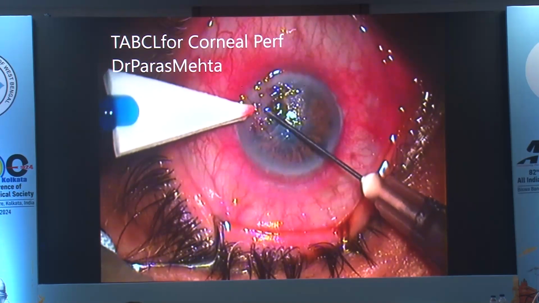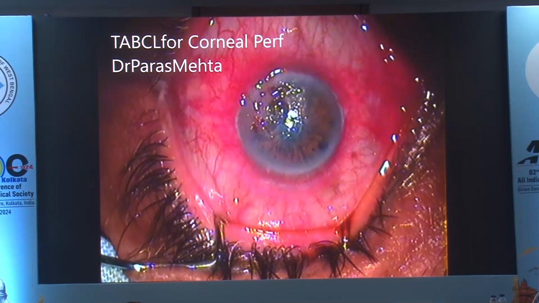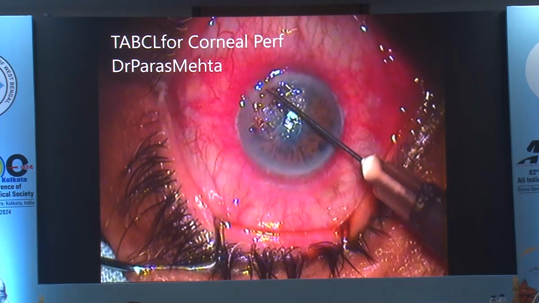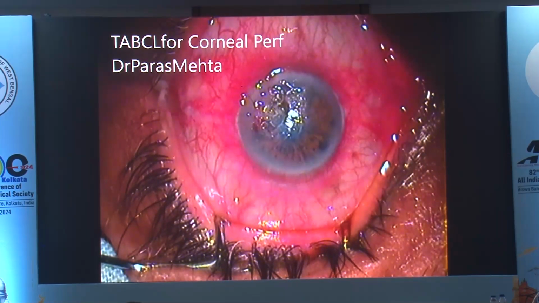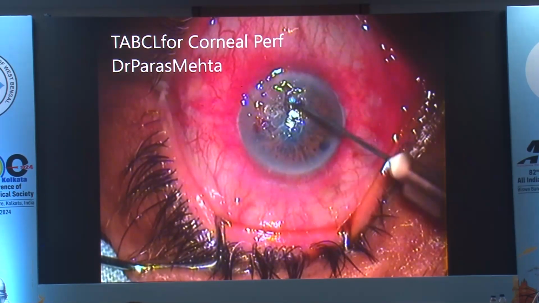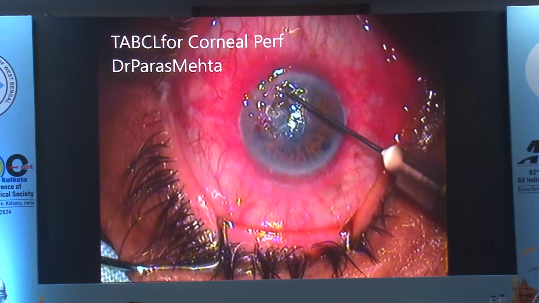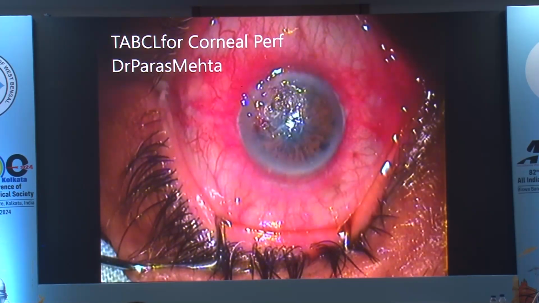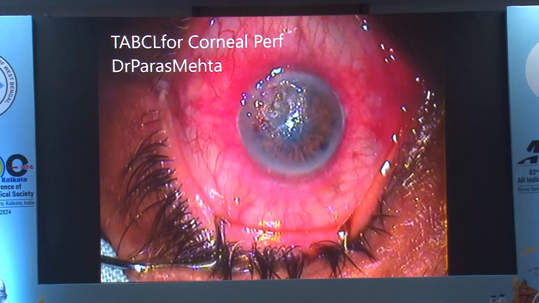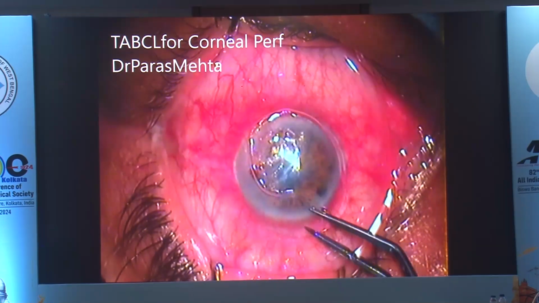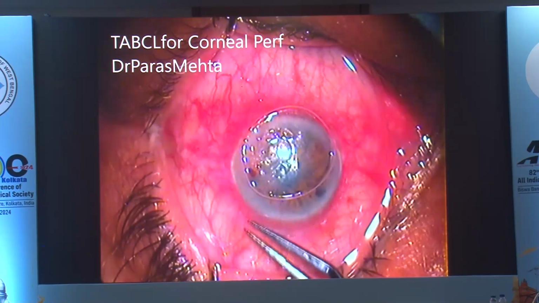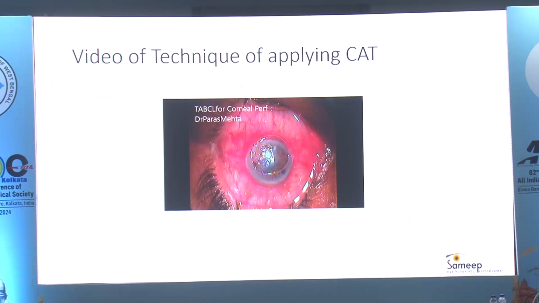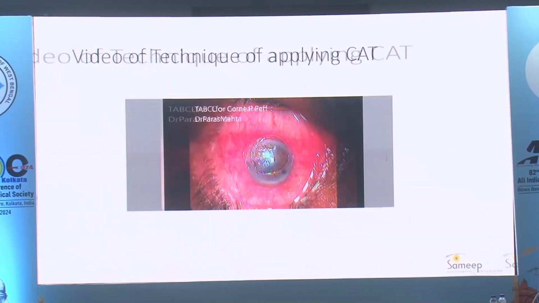I am using a 26 needle mounted on a 1 cc syringe, and liquid glue is applied, a very small amount. You form a little drop there, take away the excess and then just touch that area to the perforation site, and it would make a small nice film over that area. If you need, you can add some more glue to allow that area to seal, and then once it polymerizes, you can put a bandage contact lens.